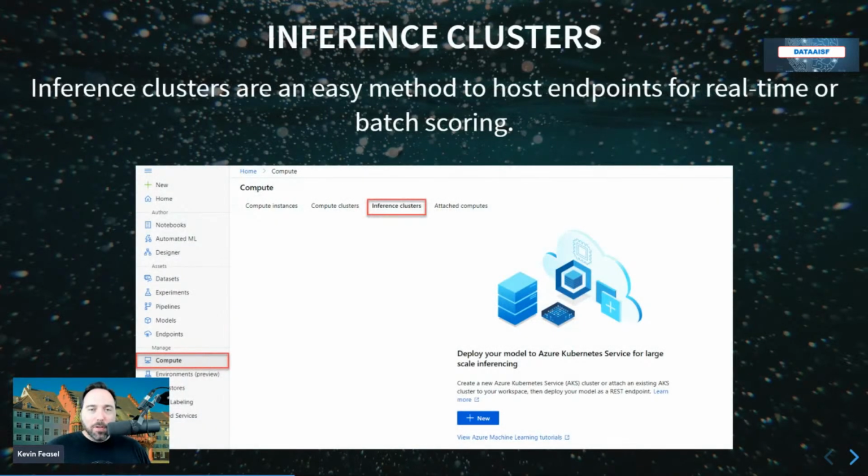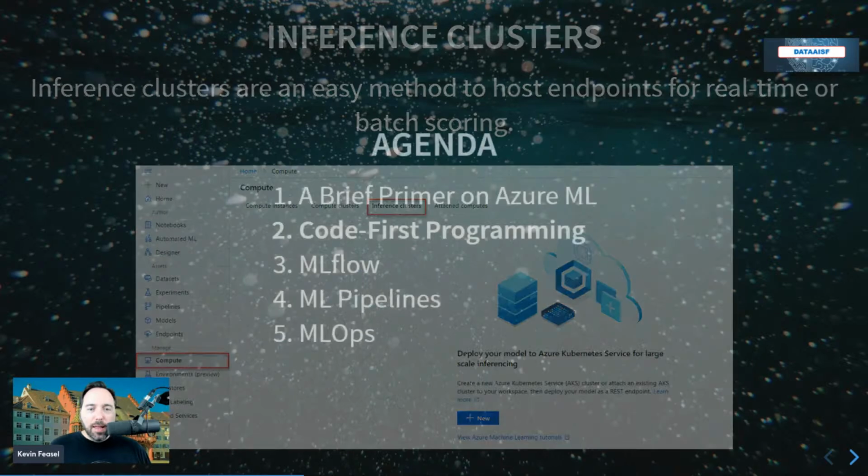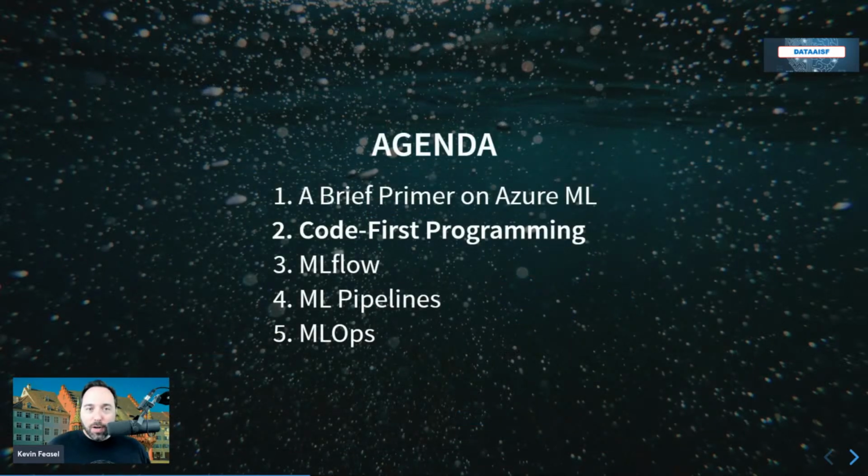There is another type of compute called the inference cluster, and this is an easy method for hosting endpoints, either for real time or batch scoring. And that is the nickel core. We could absolutely dig into each one of these components further, but we don't really need to for the course of today's understanding. I will point out some interesting pieces, point out some of the things that we'll need to know in the Azure portal and specifically in the Azure Machine Learning Studio as we go along. But I won't belabor that too much because we have a lot that we want to talk about with code first programming.